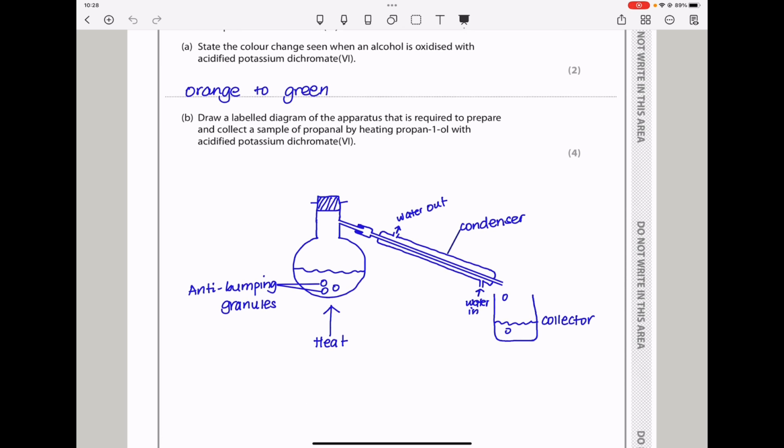The next part says, draw a labelled diagram of the apparatus that is required to prepare and collect a sample of propanal by heating propan-1-ol with acidified potassium dichromate. If propan-1-ol is heated with acidified potassium dichromate, then it means oxidation is going to occur, and the aldehyde is going to be collected. So I included anti-bumping granules. There is a source of heat, and then a reaction is going to take place here. The aldehyde is going to evaporate, go through the condenser, and then be collected here. You have to position the condenser in a slanting manner, and then water has to come in here and leave out at this point. The condenser has to be labeled as well as the collector.